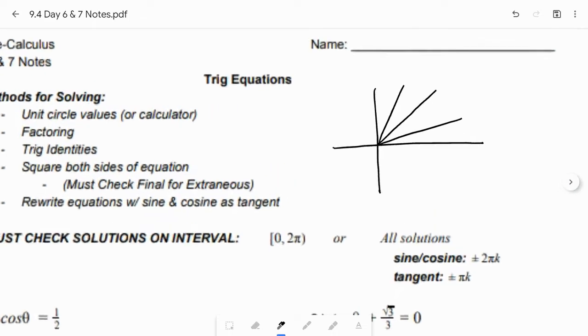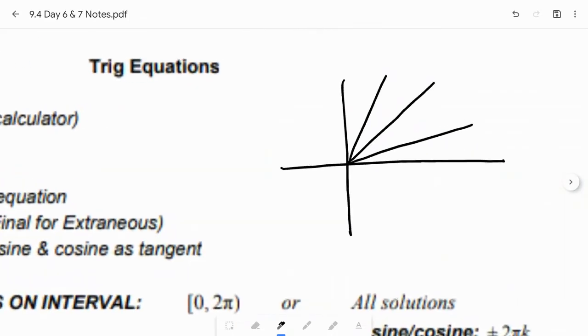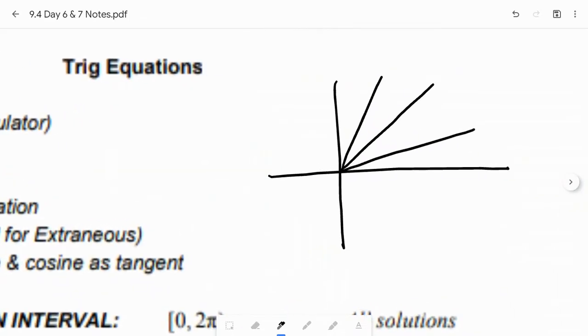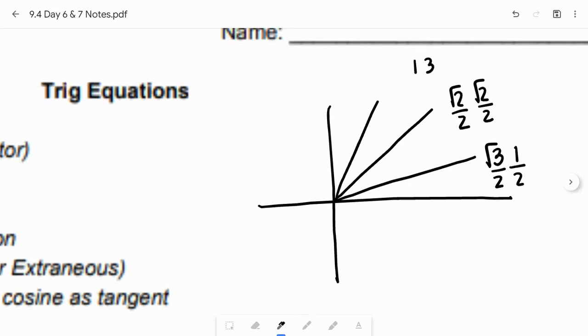Before we get started, I'm just going to sketch out the first quadrant of the unit circle, because if I know the first quadrant, then I know everything else. My trick is just to write 1, 2, 3, and then 1, 2, 3 going back down. Everything has a square root in the numerator, and everything is divided by 2. Okay, so we've got pi over 6, pi over 4, and pi over 3.